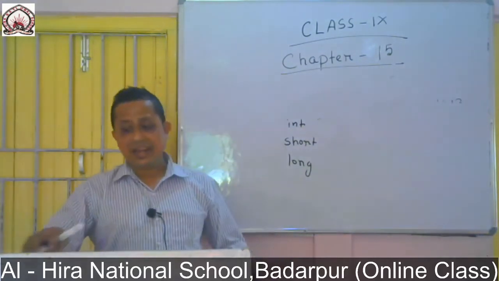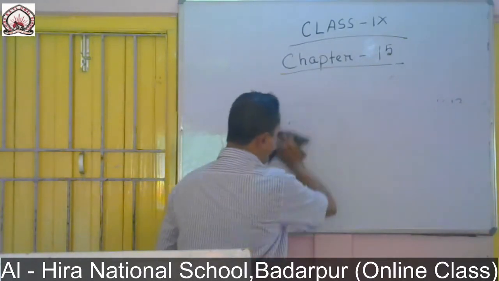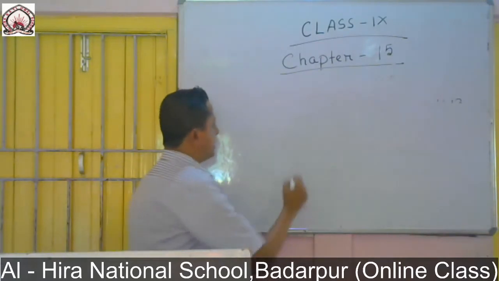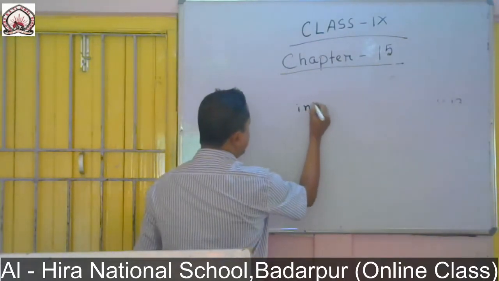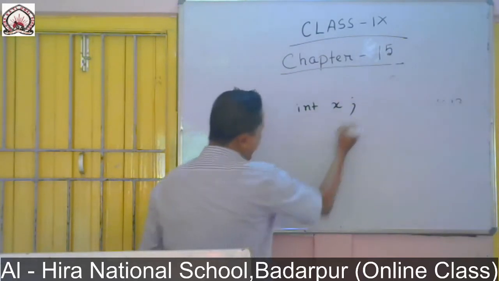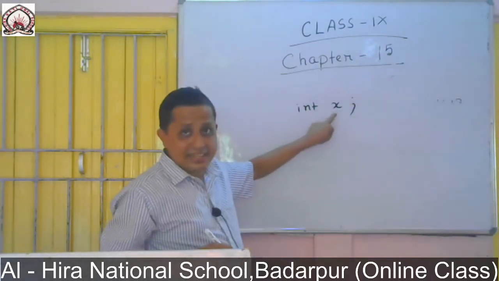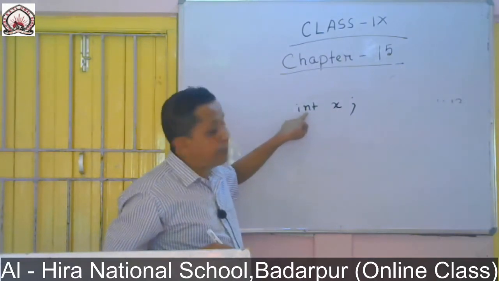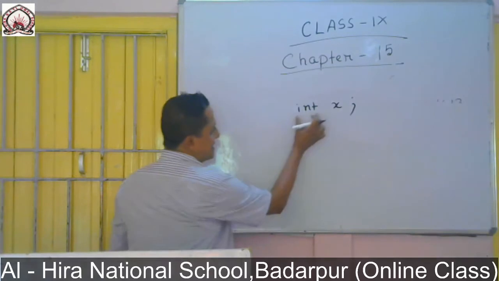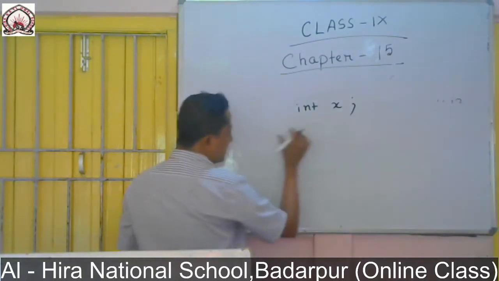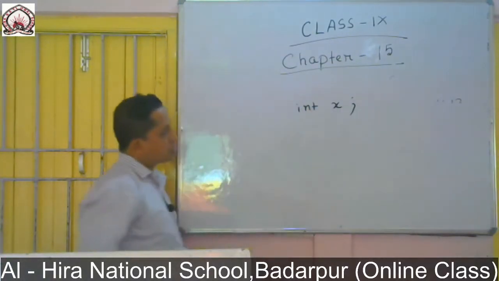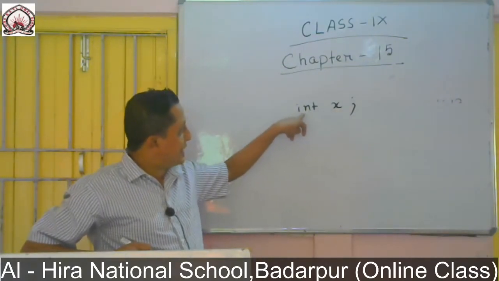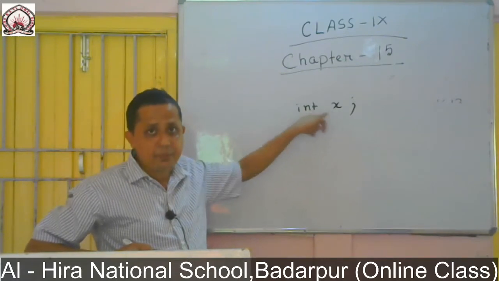Then how can you declare a variable? For declaring a variable, suppose we say int x. It means x is a variable or identifier of data type int. The general syntax is data type, variable name. So see here, int x: x is a variable of data type int.